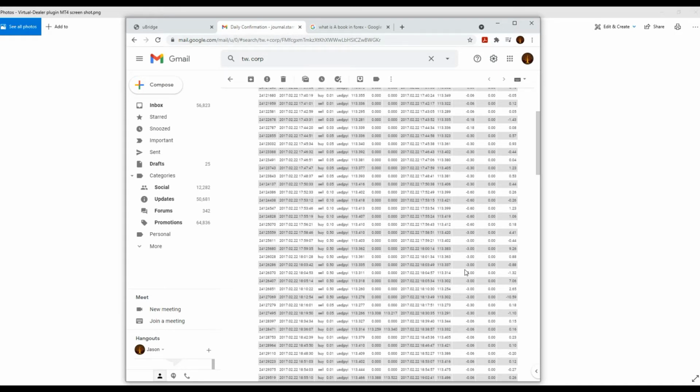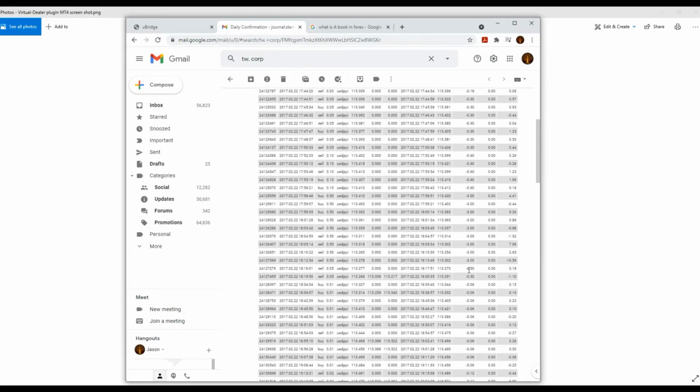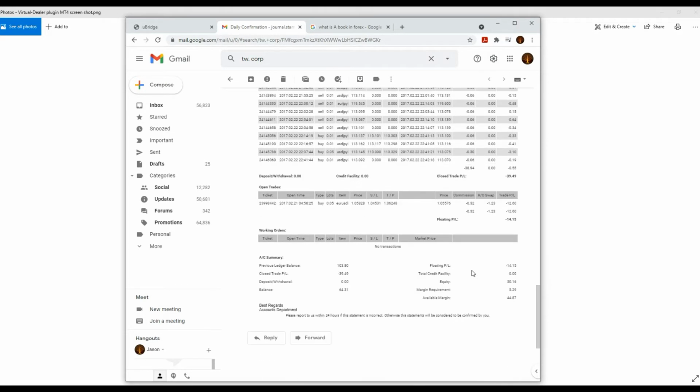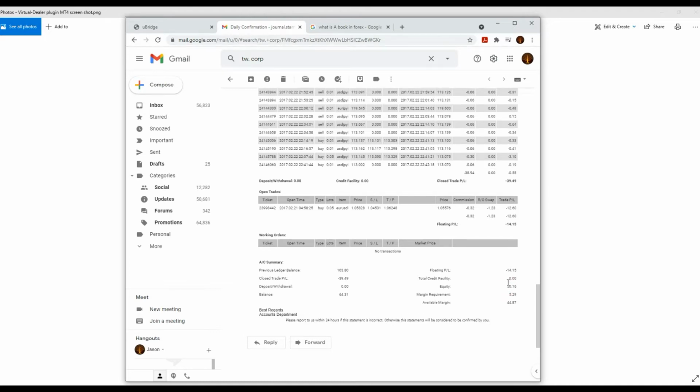And that thinking would have worked if everything was just straightforward and on the up and up, but of course it's not. So anyway, I tried that before, and I actually deposited $100 in this account. And when the statement came out, the balance was at $64. I was holding a trade, so the equity is at $50.16.